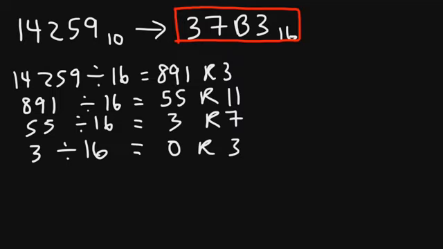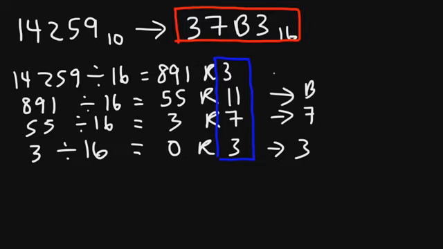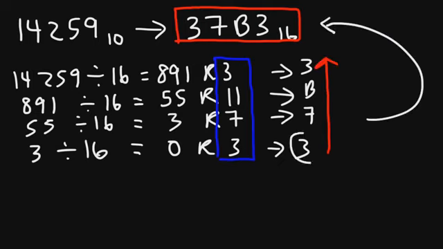Now let's convert the remainder values to hexadecimal. So 3 corresponds to 3, 7 corresponds to 7, 11 corresponds to B, and then 3 corresponds to 3. So writing it in this order, we can see that it's going to give us this again: 3, 7, B, 3. And so that's how you can convert a decimal number to a hexadecimal number using both techniques.